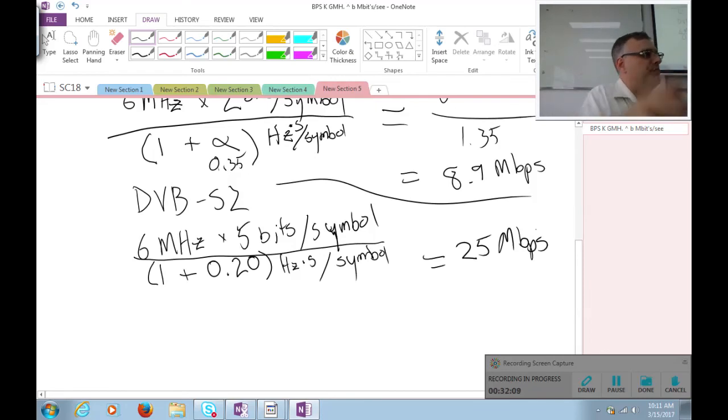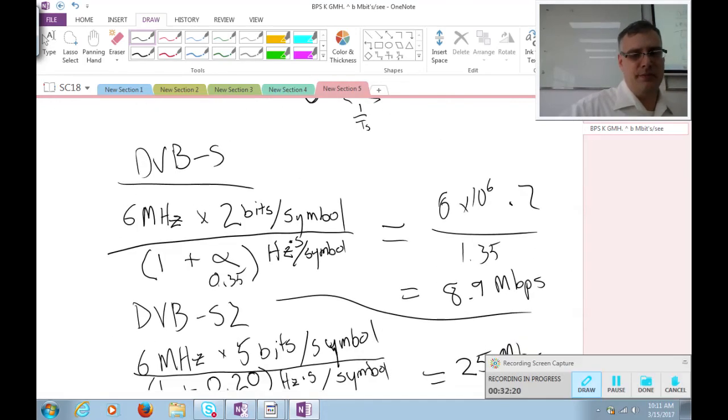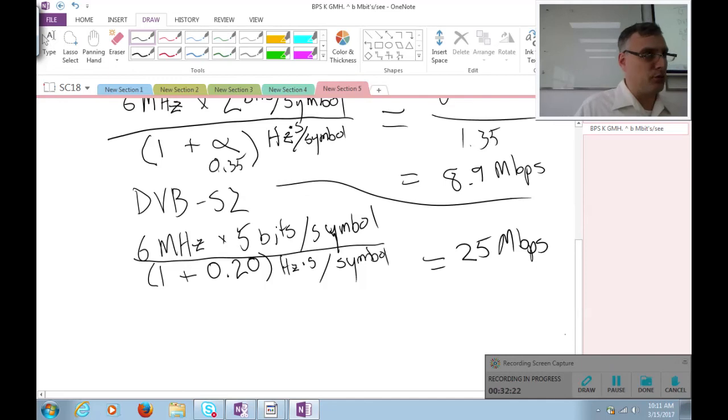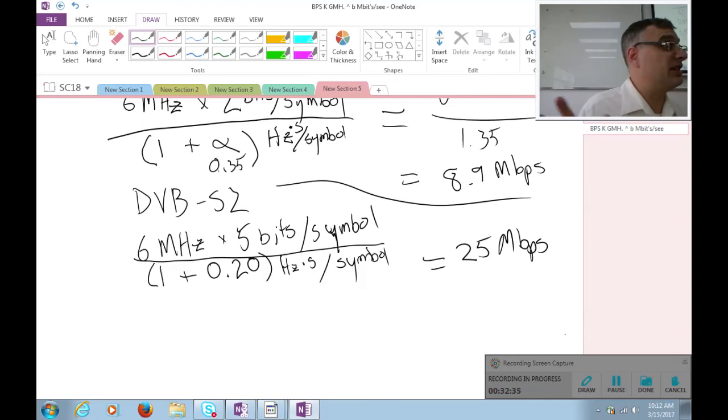So in terms of just the ability to push bits across the channel, this was a significant increase and improvement in the original satellite digital standard. In order to get that 25 megabits per second, though, however, you have to have a pretty clean channel, and you have to be able to sense that you have a clean channel in order to transmit. Anybody have any questions about that calculation? You could reproduce it on a test if you needed to.